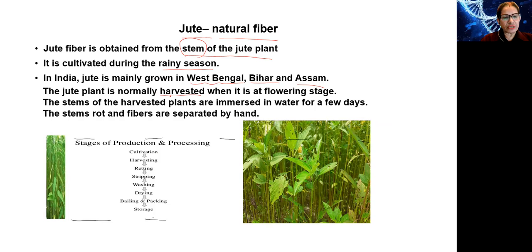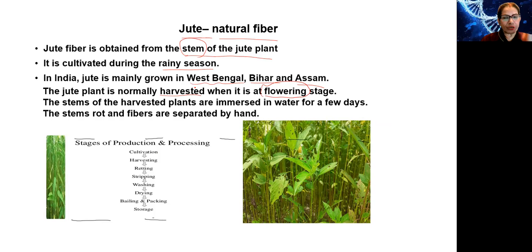So, harvesting of the jute plant, when is it done? It is done at the flowering stage. When the flowers appear on the plant, then it is cut. We are not interested in the flowers. Why are we saying flowering stage? When it is the flowering stage, that means the crop is fully grown. It is ready to be cut, ready to be harvested.